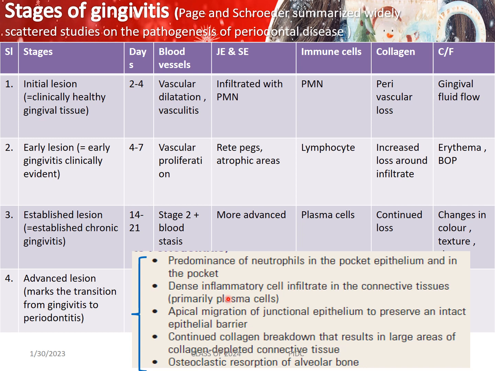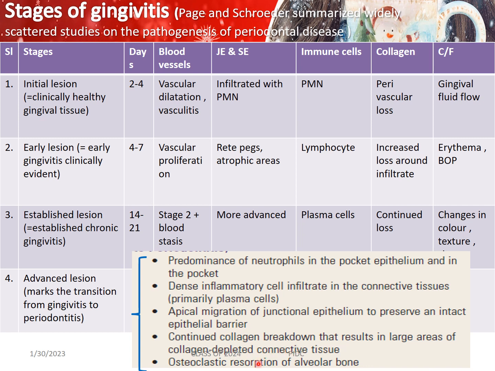Dense inflammatory cell infiltrate in the connective tissue is present, especially plasma cells. There is an apical migration of the junctional epithelium to preserve an intact junctional barrier. So this occurs to us as pockets. That is, the junctional epithelium migrates downwards. There is continued collagen loss that results in larger areas of collagen depleted connective tissue.